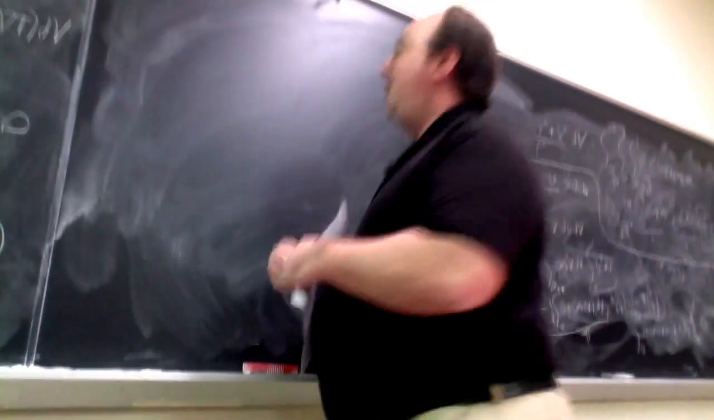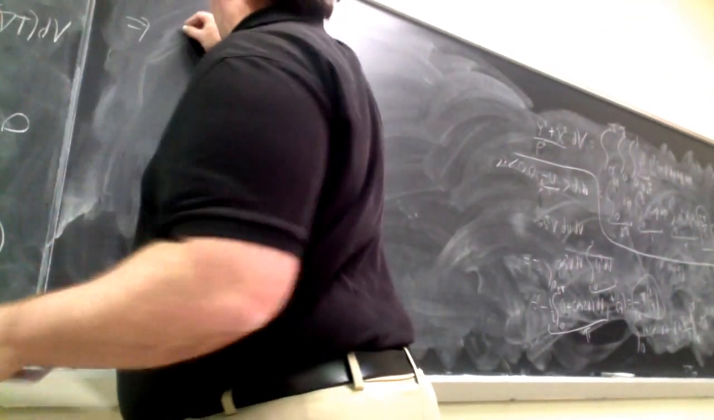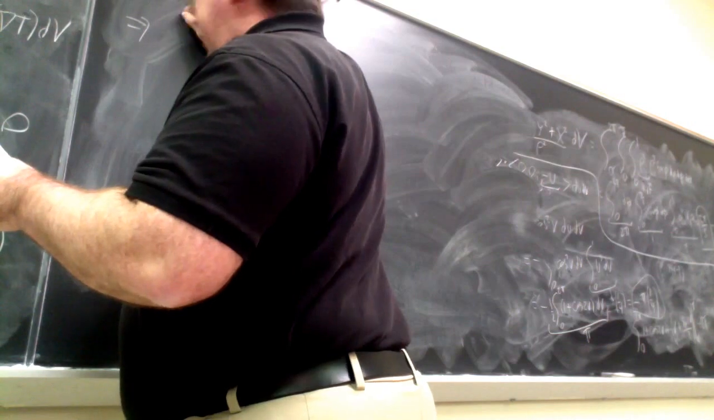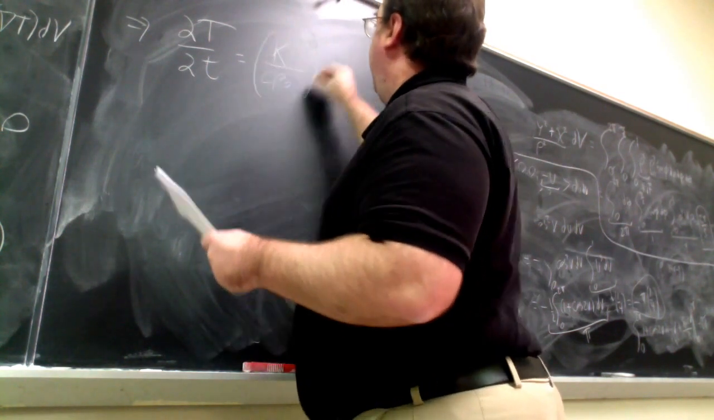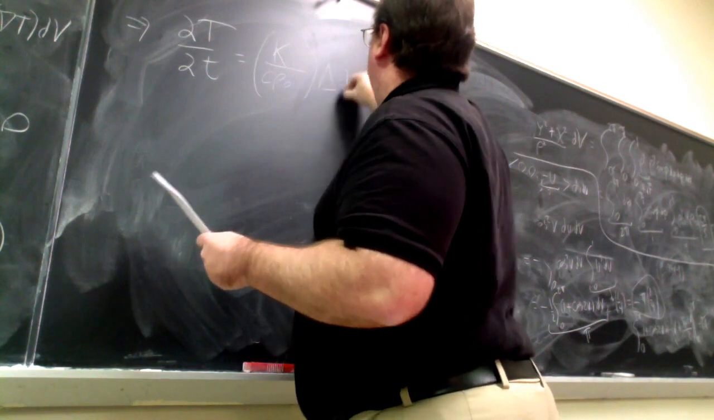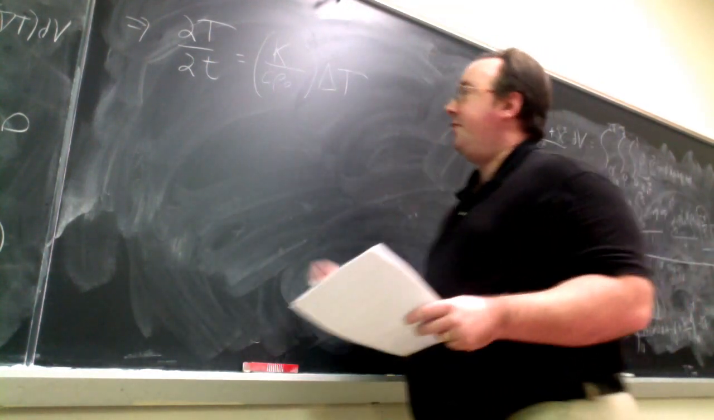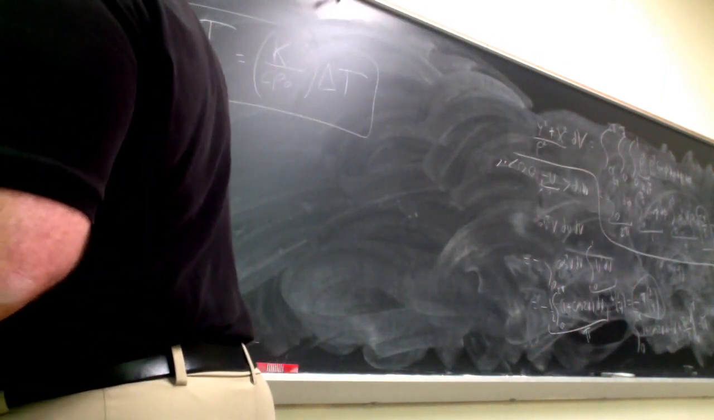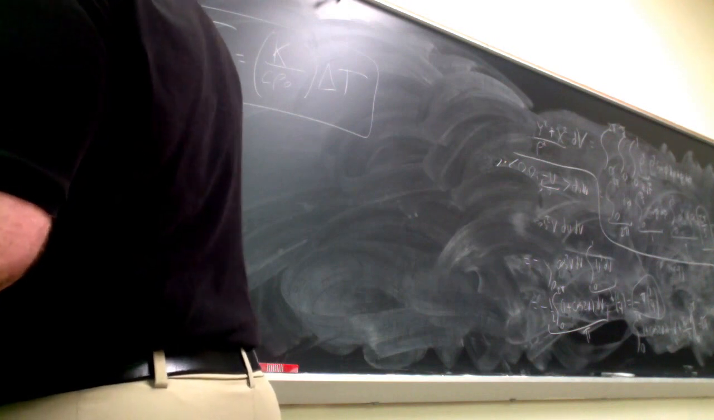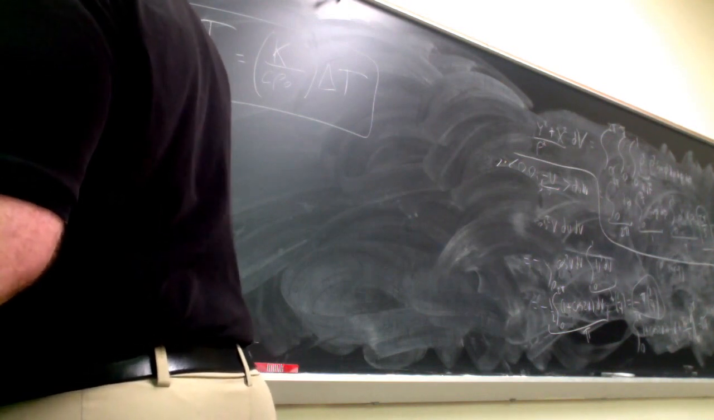Okay, so now I can say that whole thing is 0, so I can say the time derivative of temperature is equal to this constant, K over C rho naught, times the Laplacian of T. So this is how the temperature behaves due to conservation of energy and the divergence theorem. And I should mention that's what was used over here to get from here to here.